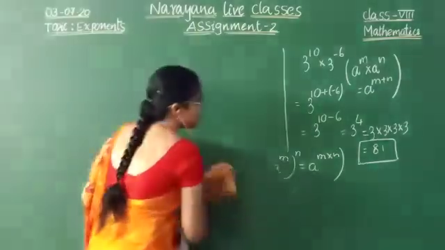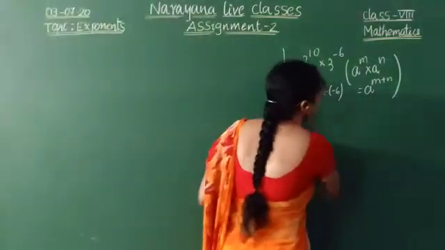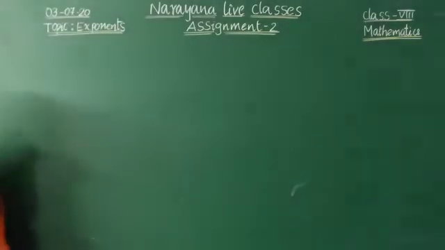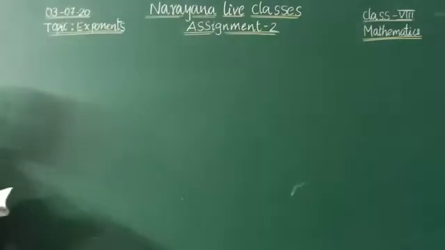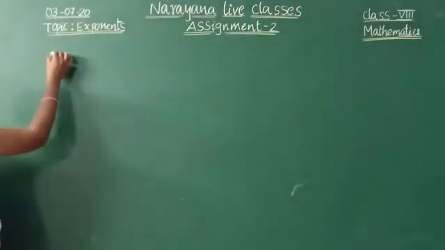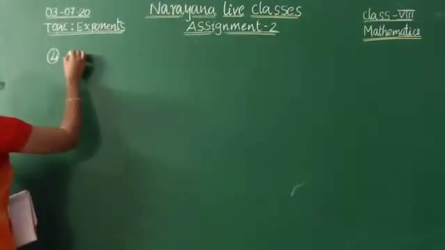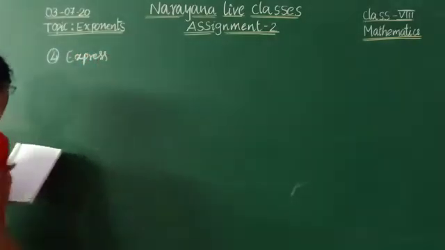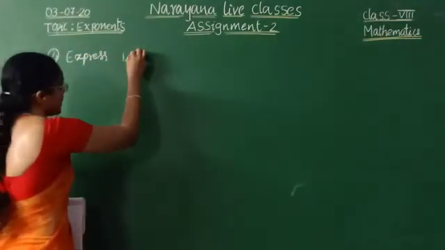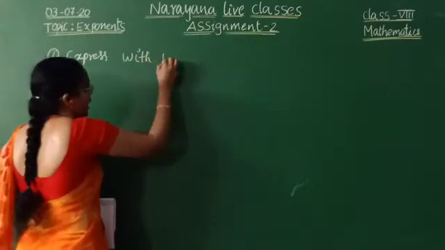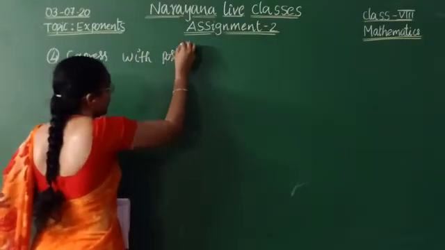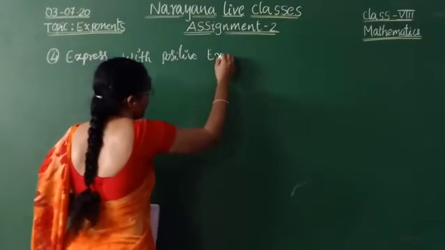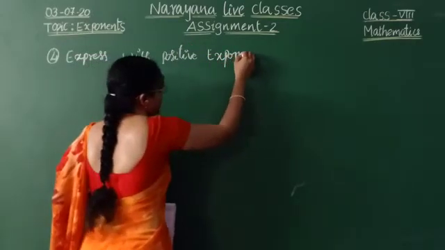This is the explanation of the third one. And the fourth one: express with positive exponents. They are given to be expressed with positive exponents.